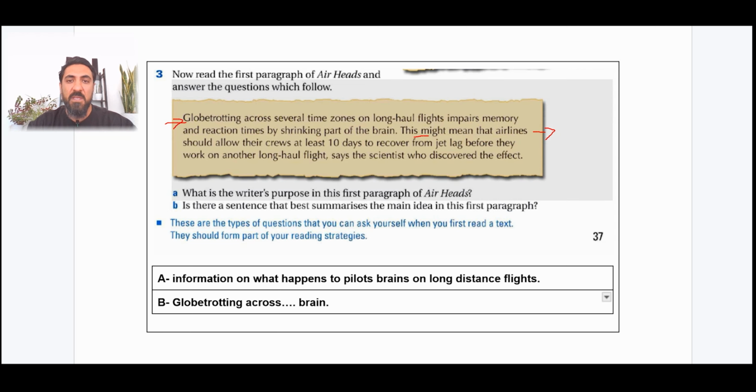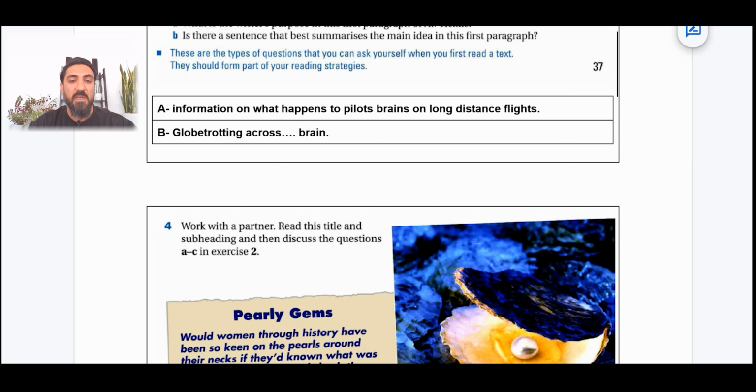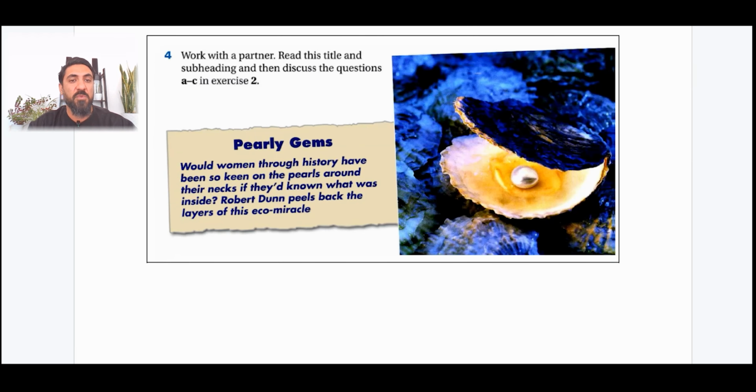All right. So this is an example of the first part of the reading. And we will go through another text right now and another topic and try to work out what the topic means. So look at this. This is another topic, pearly gems. It talks about gems, which are jewels in the sea, or stones, precious stones that we have everywhere in the world.